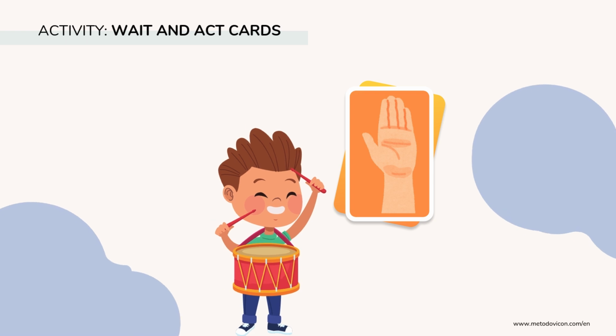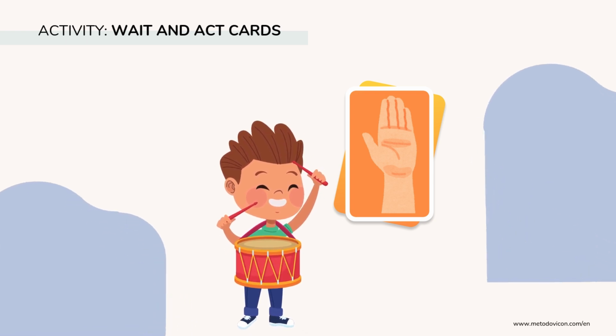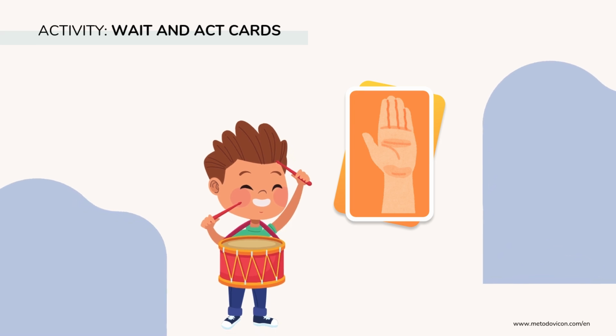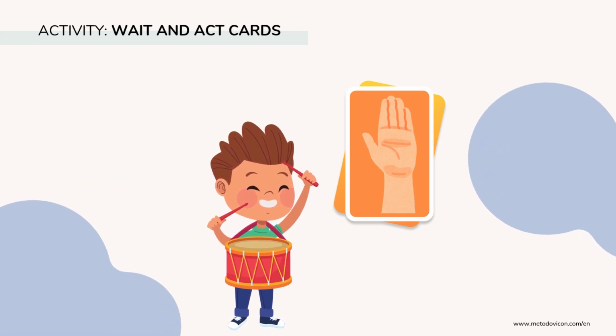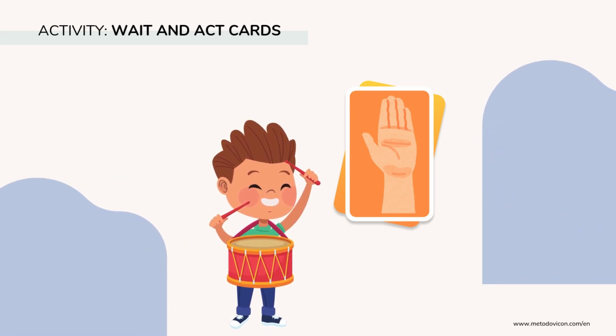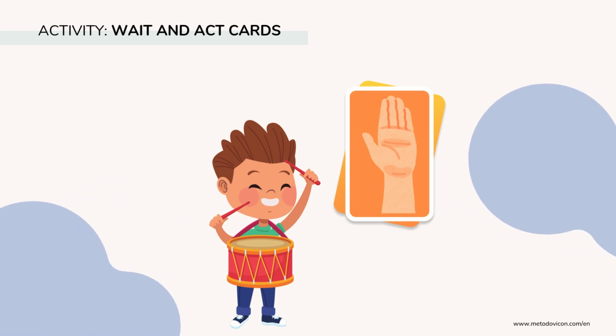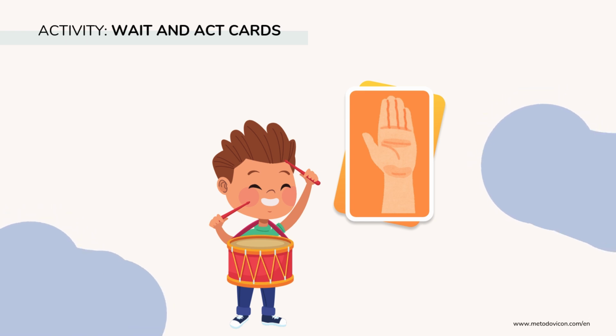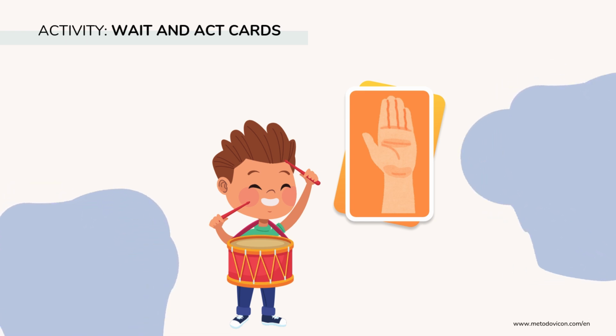For example, you're playing at home and suddenly you put out the wait card. Everyone freezes. And when you show the act card, the action starts again. This isn't just fun. It helps children visually understand when it's time to wait and when to act.